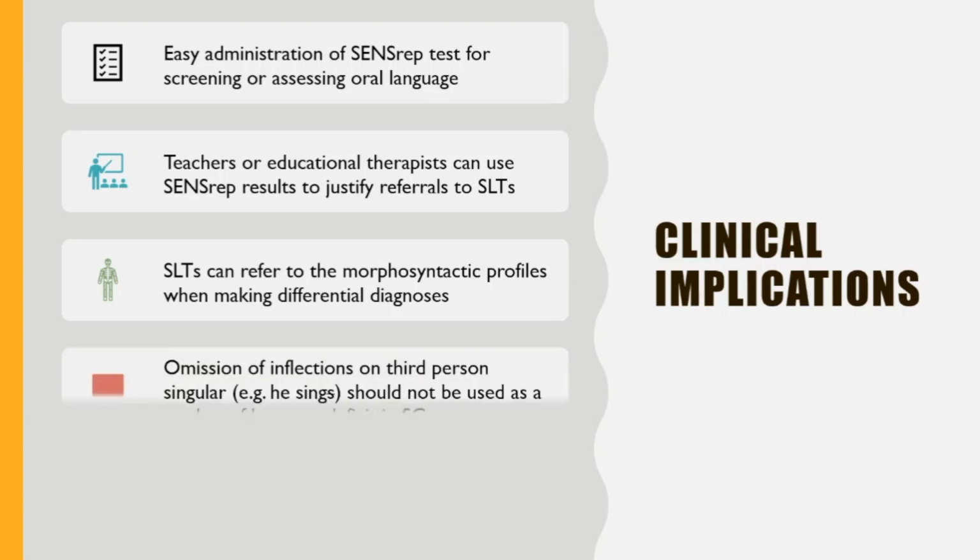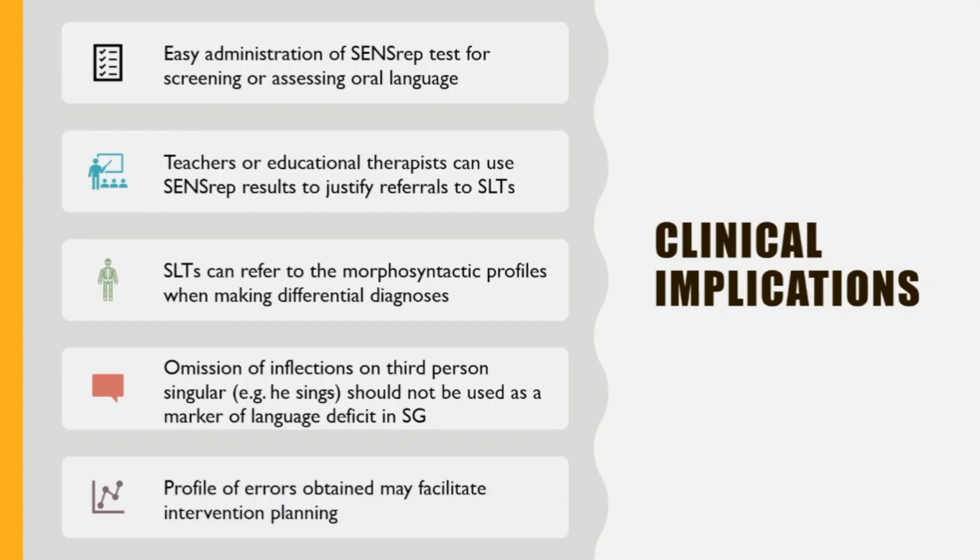And also, like what I mentioned earlier, omission of inflections on third person singular should not be used as a marker of language deficit in Singapore, although it is so in other countries. Okay, and the profile of errors obtained could facilitate intervention planning. If we know where the children are weaker, are making more errors, perhaps that could help us plan what we want to teach them.